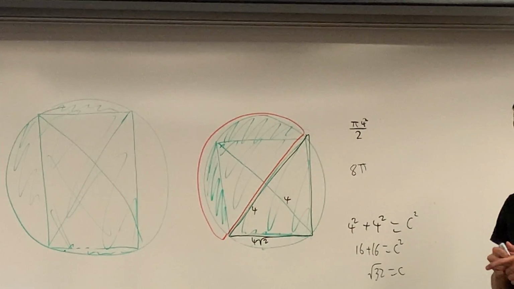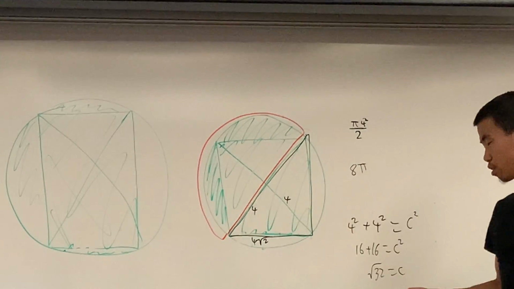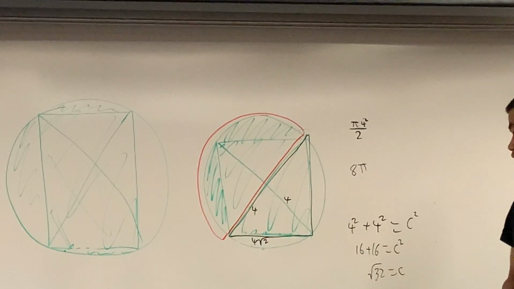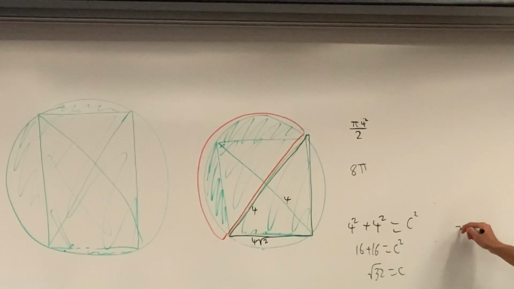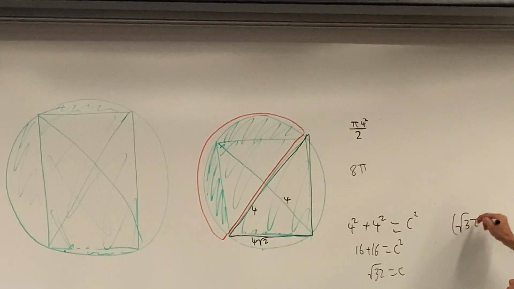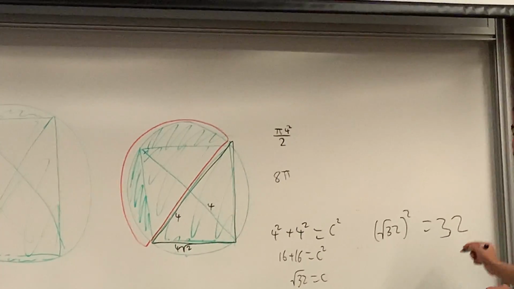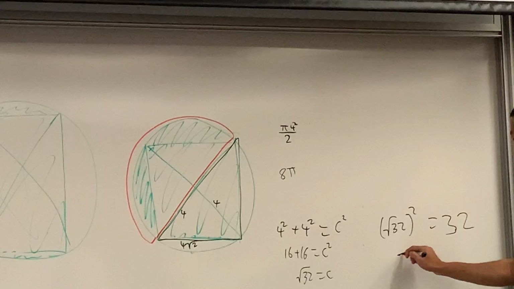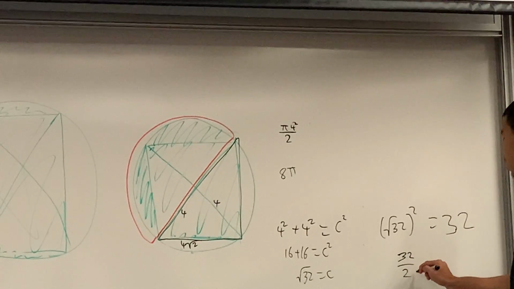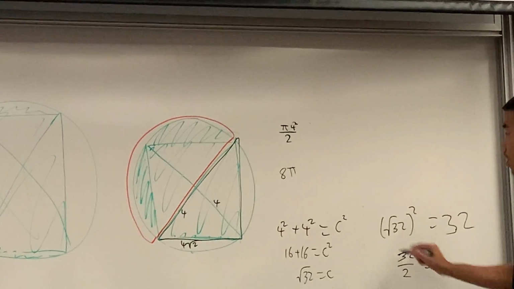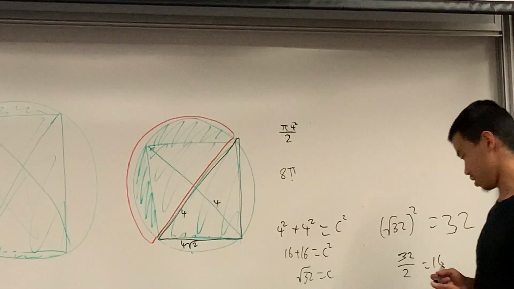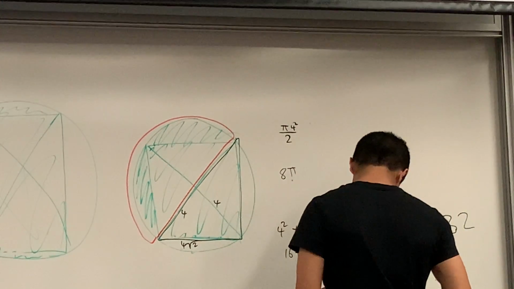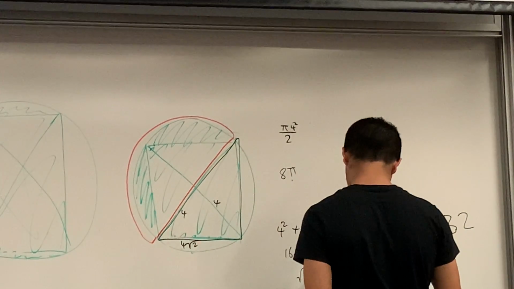Did you guys find the side length of the square? It's the square root of 32, right? Yeah. Sure. And then the square of that square root of 32 is equal to 32. Right? But you only have half of the square, so 32 over 2 is 16. So 8 pi plus 16 is, which is E.